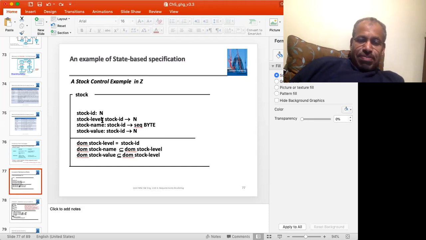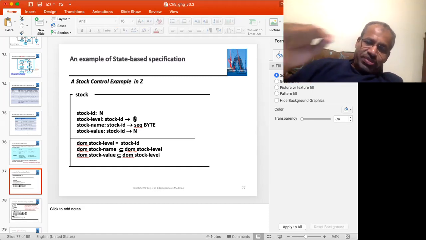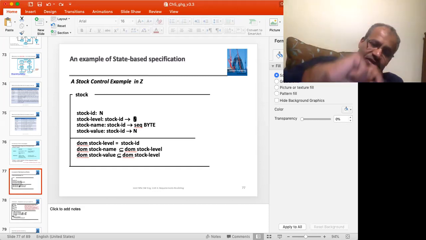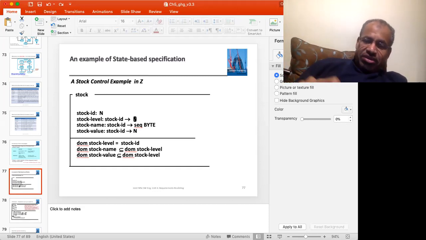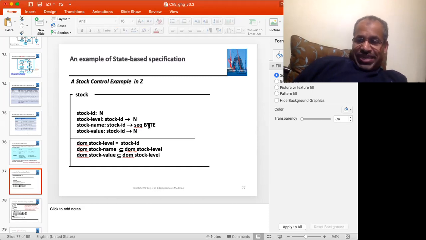The stock level is a mapping from the stock ID, that set of stock IDs, to, again, the set of all natural numbers to indicate the stock level for each particular ID. So the stock level would map each stock number to the stock level, i.e. the amount you have of it. The stock name is described in letters, so it would be a mapping from the stock ID again to the sequence of bytes that actually expresses the stock name. The stock value is very similar to the stock level in terms of the mapping. It's again a mapping from the stock ID to the set of all natural numbers.